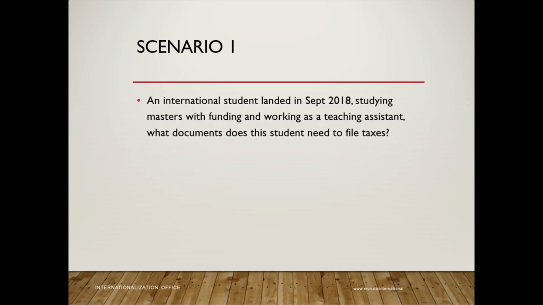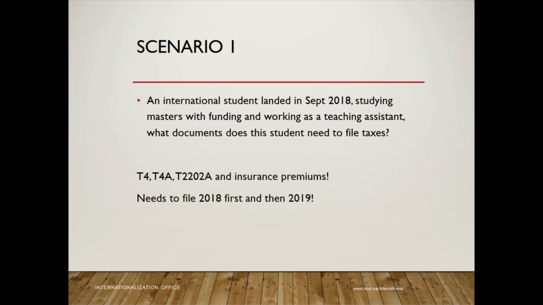So this student landed in September 2018 and has funding, meaning he or she should have T4A. They also work as a teaching assistant, meaning he or she should have T4. This is also a student, so they should have T2202A and insurance premiums. So T4, T4A, T2202A and insurance premiums, and they need to file 2018 first and then 2019. You can use U-File software to file previous year taxes as well, so that's an advantage of using U-File.